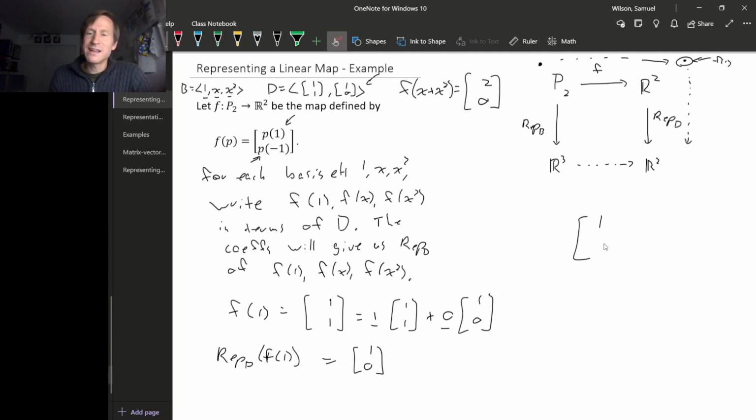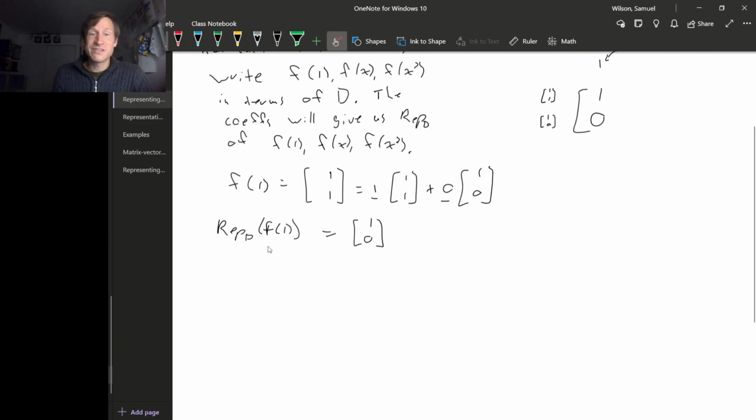So to record that, let's write these coefficients right here. So this was our first basis element, our basis element 1, and by doing f and then rep D, these are the coefficients for our first basis vector (1, 1), and the coefficient for our second basis vector (1, 0). So what this column is describing is what coefficients on the basis D do you need to describe f of this basis element in P2.